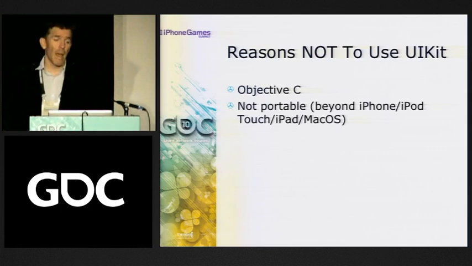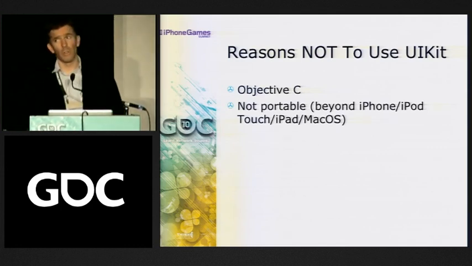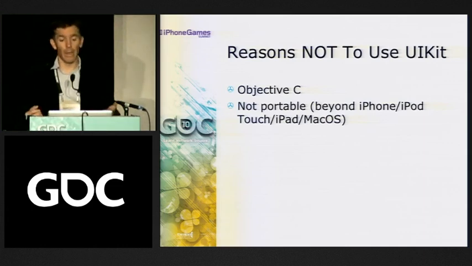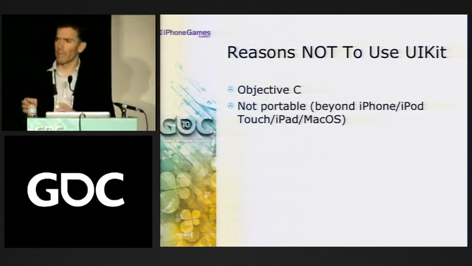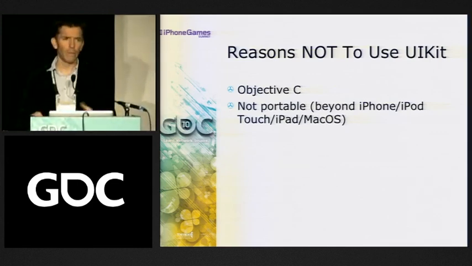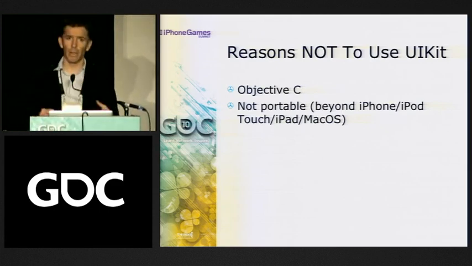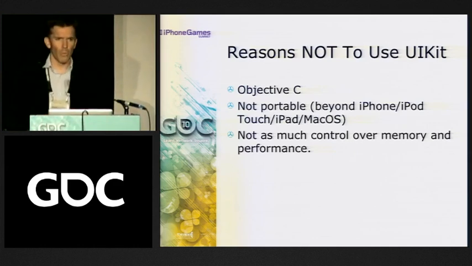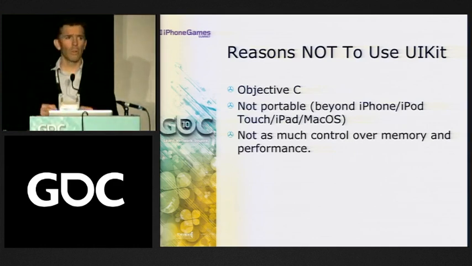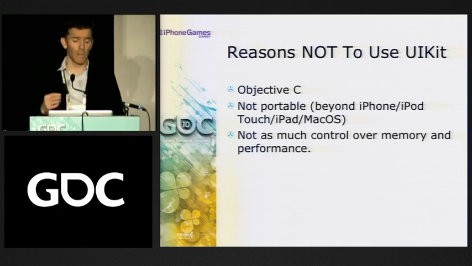And a more important reason why you might not want to use UIKit is that it's not that portable. Now the range of platforms is quite a bit wider. You have iPhone, iPod Touch, iPad, and even Mac OS. Windows is a little different, but you can target Windows, Xbox, web games, all those things. Another more important reason as a game developer is that you don't have as much control over performance and over memory as you would with OpenGL directly.